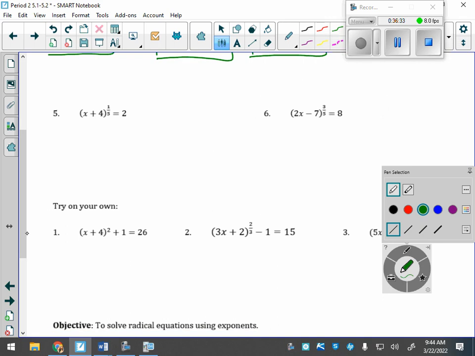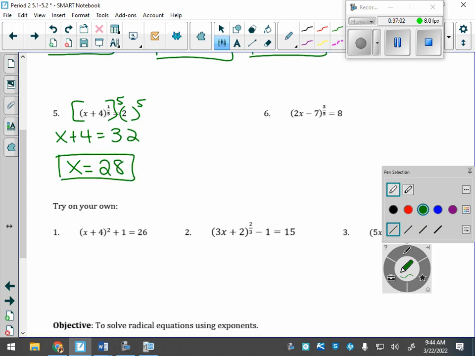What do you have to do to both sides first? We raise it to the 5th root, or 5th power, sorry, of either side. So we have x plus 4 equals what? 32. Then subtract 4, and we end up with 28. Okay.